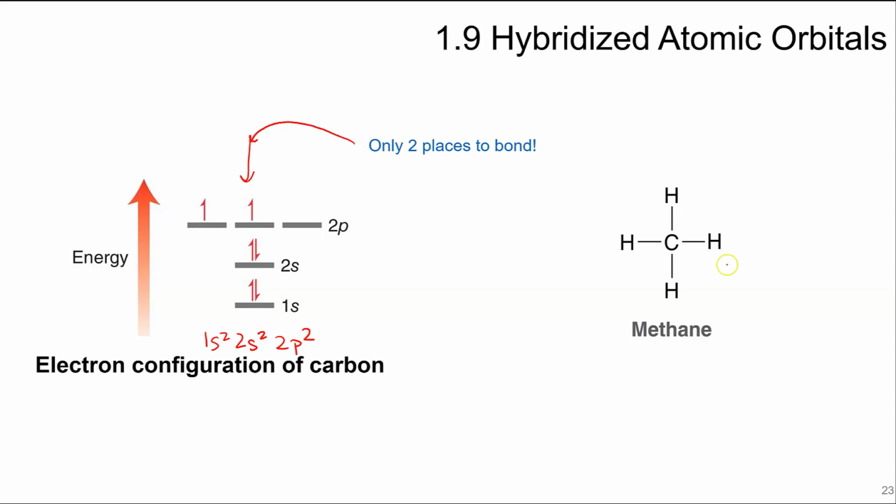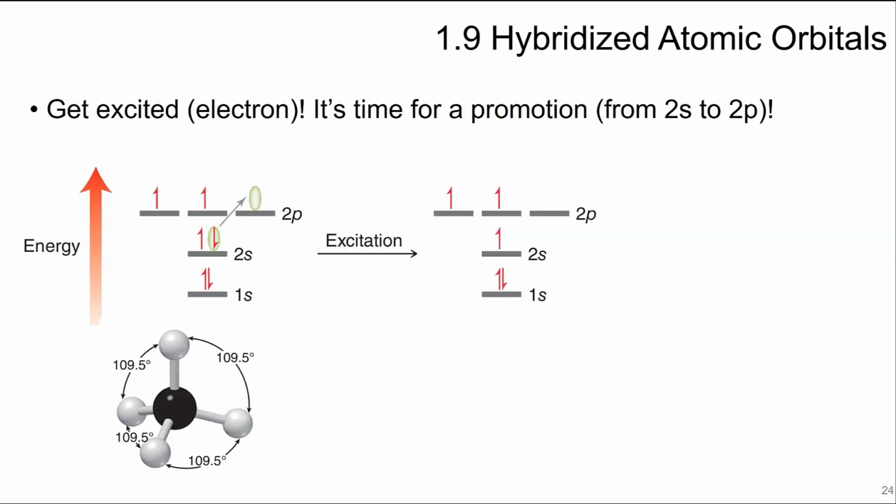But we know, looking at methane, that it makes 4 bonds, right? So carbon is making 4 bonds, which we've seen already when we drew our Lewis structures, and that's been studied. So how do they account for getting these 4 bonds on carbon when there's only 2 spots in the orbital? Well, they had to come up with a hybrid system.